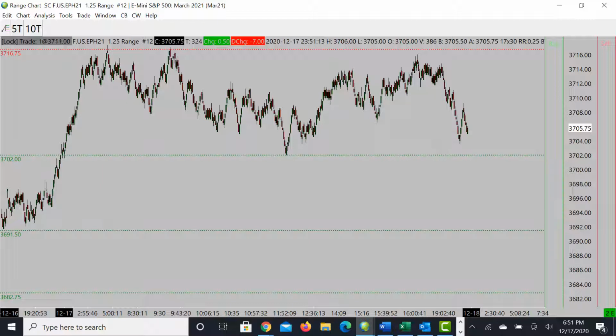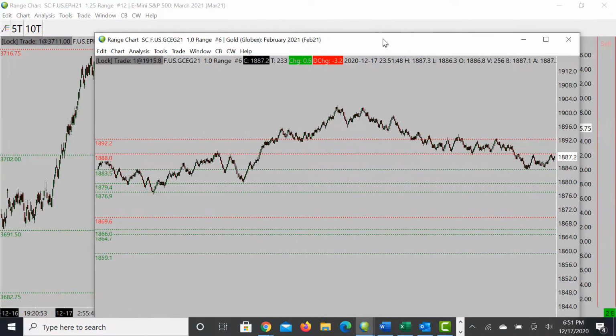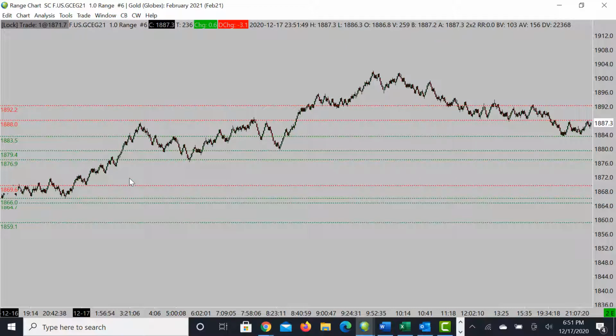Now, let's go ahead and take a look at a gold chart here real quickly. Gold did have a nice move to the upside during the London session, and then throughout the US session today, it looks like we had a nice, continuous climb.